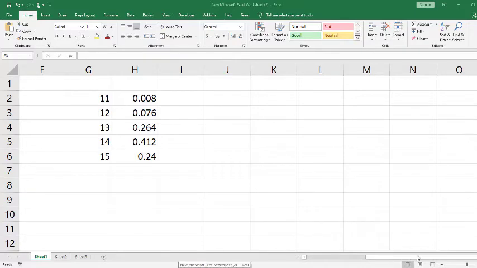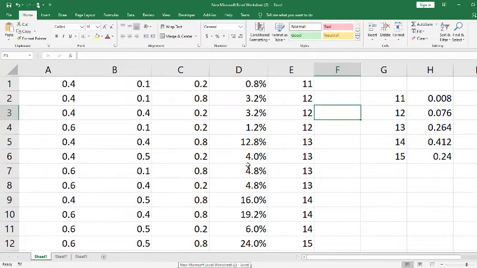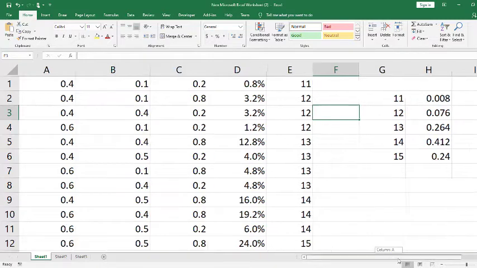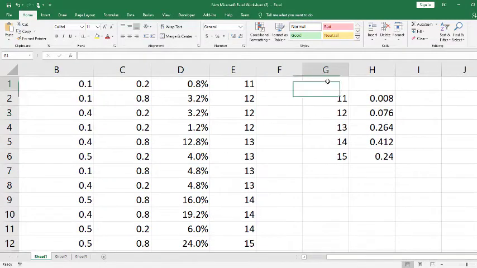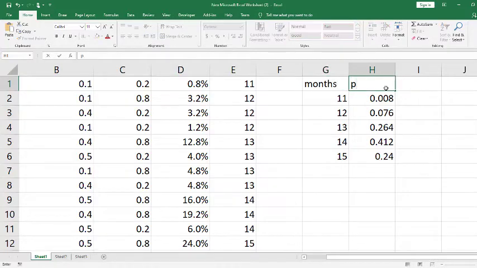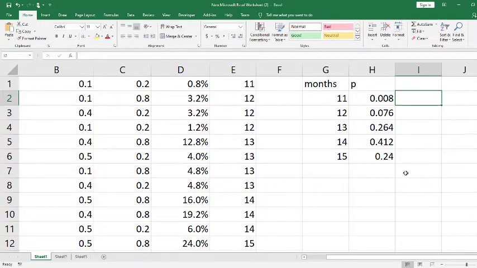Here, just as a reminder what this looked like. Now, here's our different possibilities, here are our different avenues, and then we put them in order so that we can figure out all the different ways to get to 12 months of construction, 13 months of construction, and so forth. So there is a 0.8% chance it'll take 11 months, a 7.6% chance it'll take 12, and so on and so forth.